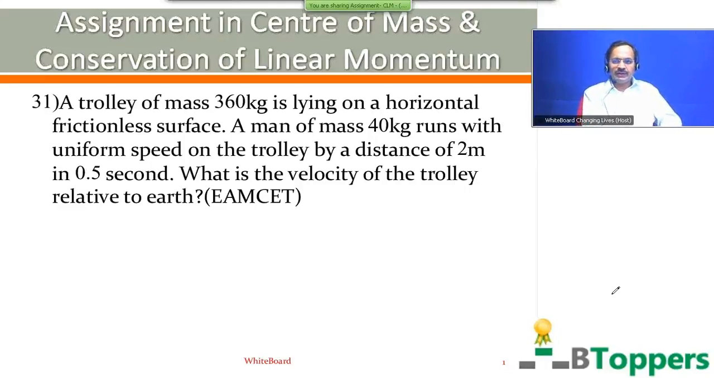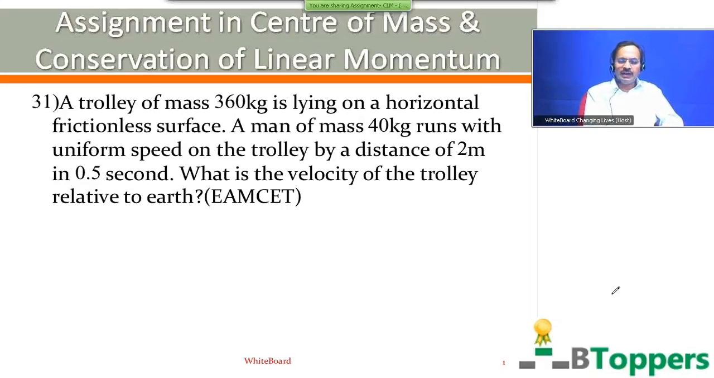So now I am going to discuss the solutions for the questions in the assignment in center of mass and conservation of linear momentum, starting from question number 31. Look at the question number 31 on the screen. A trolley of mass 360 kg is lying on a horizontal frictionless surface. A man of mass 40 kg runs with uniform speed on the trolley by a distance of 2 meters in 0.1 seconds. What is the velocity of the trolley relative to the earth?